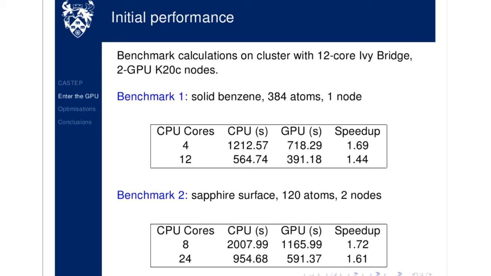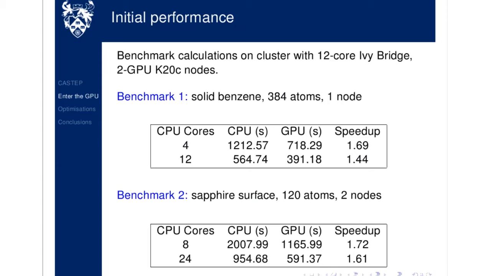So we ran one of the benchmarks. It happens to be solid benzene. That's not particularly relevant. This is on the previous GPU machine in Cambridge. So you can see that it's Ivy Bridge and K20, so not particularly up to date. But the important thing to notice is that we got speed-ups almost straight away. So all we did was offload this one part of the application, and we were getting speed-ups of 1.4 to 1.7 immediately. Now, this is partly because it is quite an accurate calculation where the non-local potential takes a slightly larger proportion of the calculation than normal.